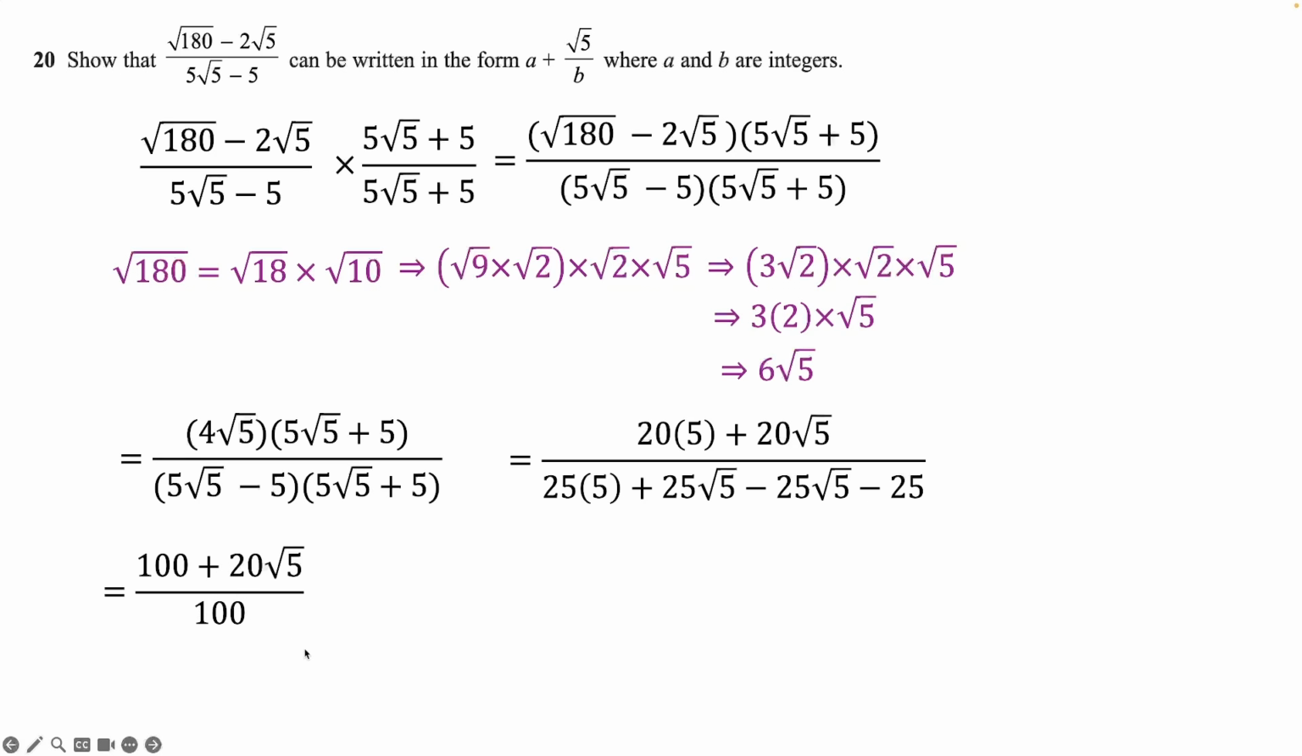So we get this. We want it to be in this form. So you have to split this into two different fractions. So you have 100 over 100 plus 20 root 5 over 100. Well, 100 over 100 is 1. The square root of 5 over 5, well, we just get that because we can simplify this, so divide the numerator and the denominator by 20, so we just get 1 over 5, and that's our final answer.